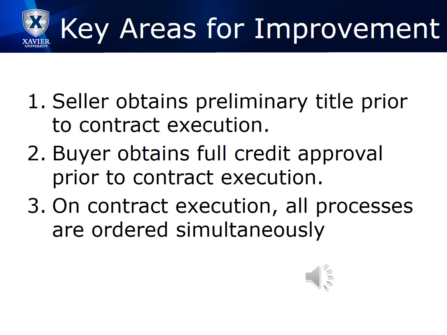As a result of the FMEA, we find three significant areas for improvement. 1. Sellers should obtain a preliminary title for the property prior to contract execution. 2. Buyers should obtain a full credit approval from the mortgage company prior to contract execution. And 3. Order all processes required to close the transaction at the time of contract execution.